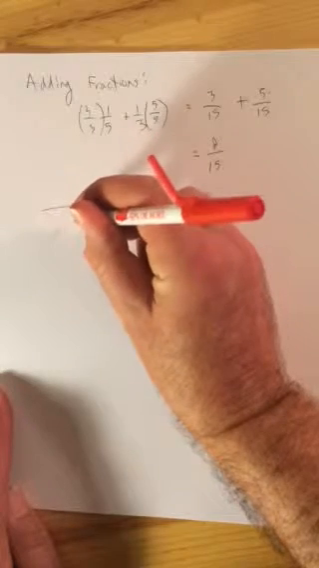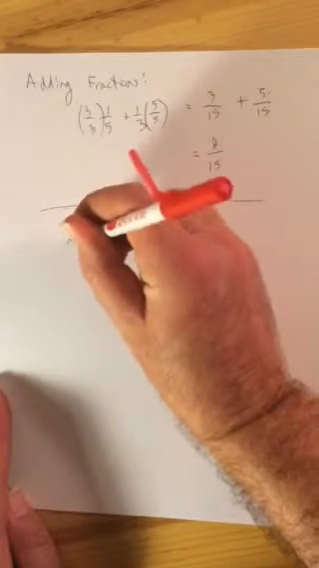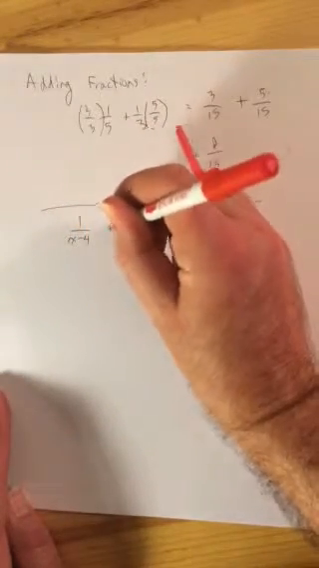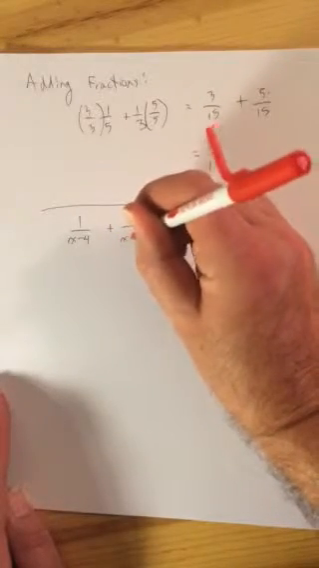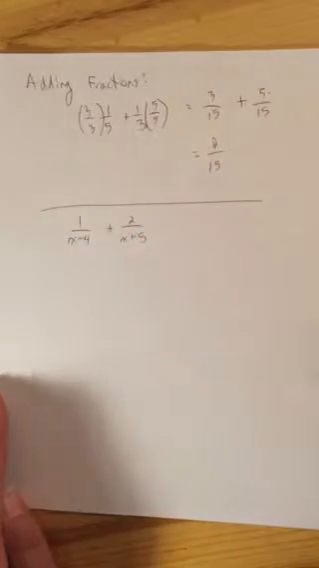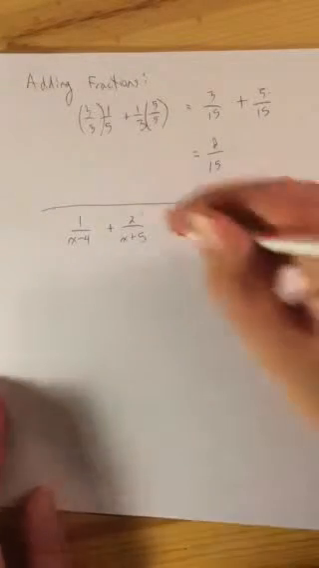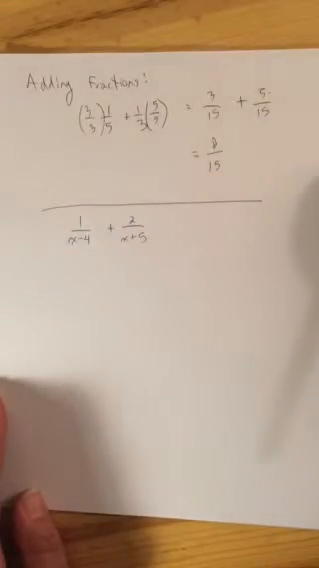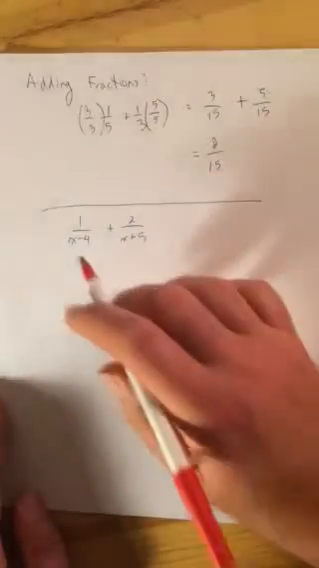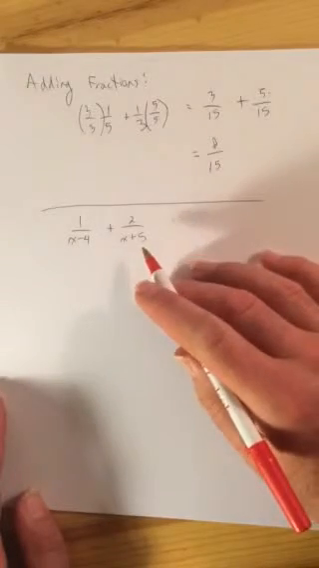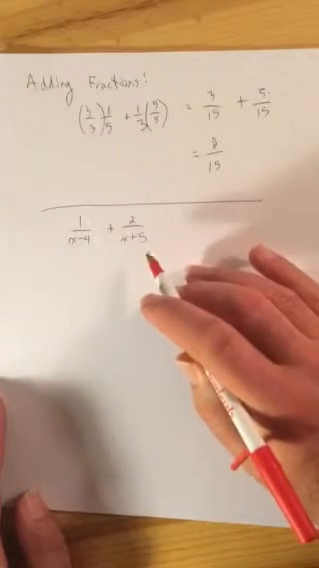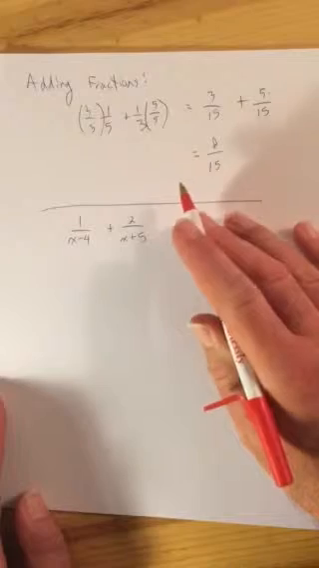Let's say I've got an expression that I need to add up, like 1 over x minus 4 plus 2 over x plus 5. I want to apply the same idea to it. We've got two different denominators. Instead of being 3 and 5, they're now x minus 4 and x plus 5. So they're still numbers, we just don't know what they are. So what's your common denominator? The least common multiple of x minus 4 and x plus 5 is just going to be x minus 4 times x plus 5. Same reason it was 3 times 5 above.